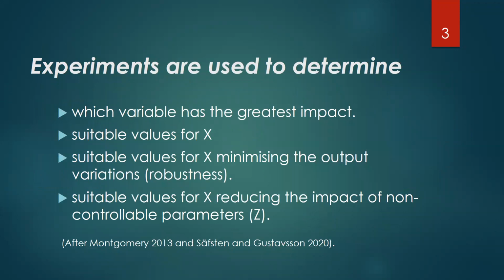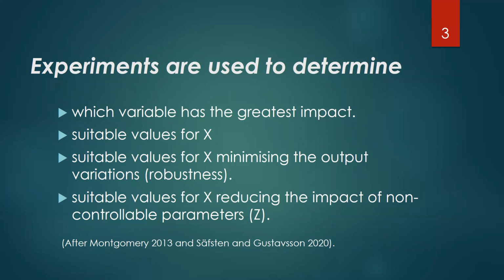Experiments are used to determine which parameters have the greatest impact. We give different parameters to the system, and we don't know which one is stronger, which one can greatly change the result, the output. We need to determine which parameters are controllable and which are not, and to determine suitable values for X, the controllable variable, to minimize the output variations.